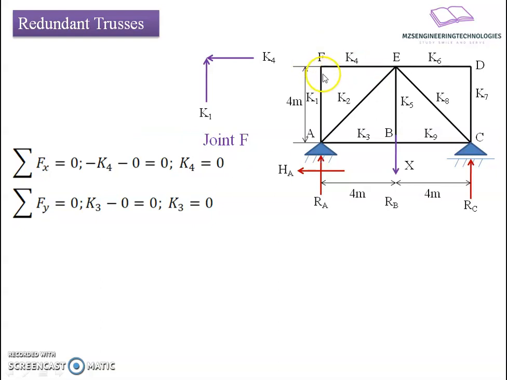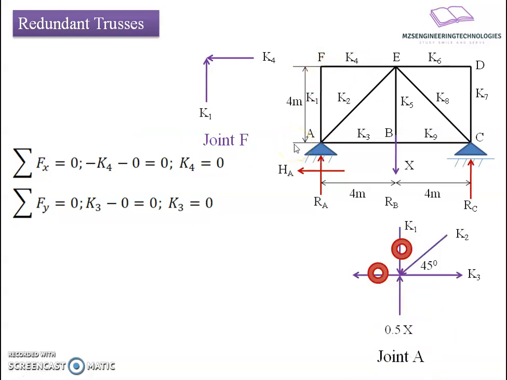After knowing the member forces at joint F, we will move towards the second joint, joint A. At joint A we have 5 forces, among which HA and K1 bear a value equal to 0. That's why 3 will play a role in equilibrium here: the member force K3, member force K2 and the reactive force 0.5 times X. Here we have considered the vectors to balance the effects of the reactive force and the component parts. One may have different vector assumptions here.